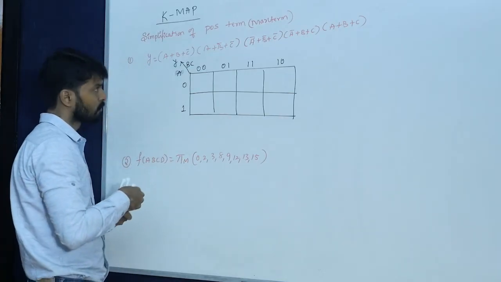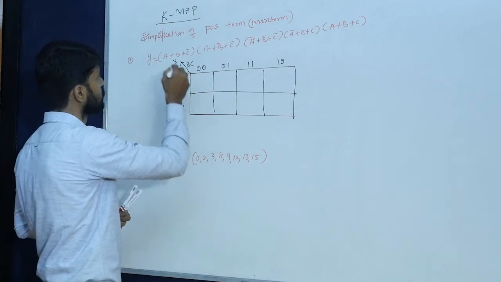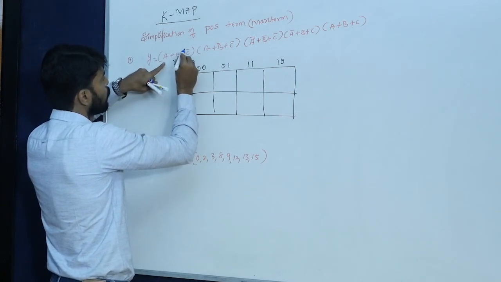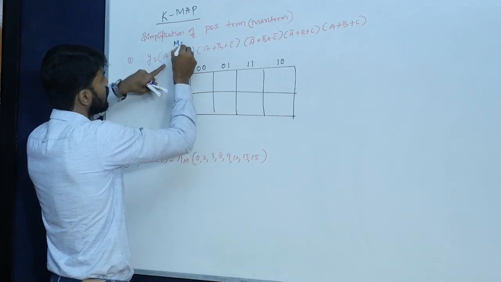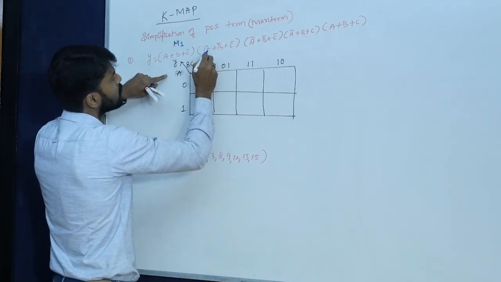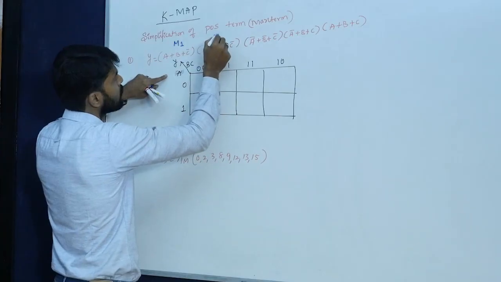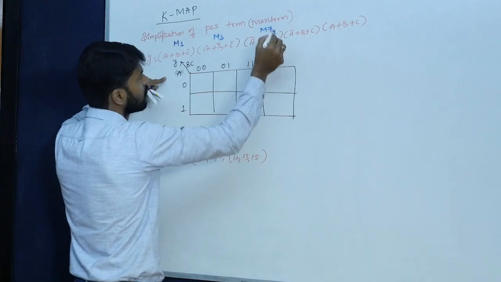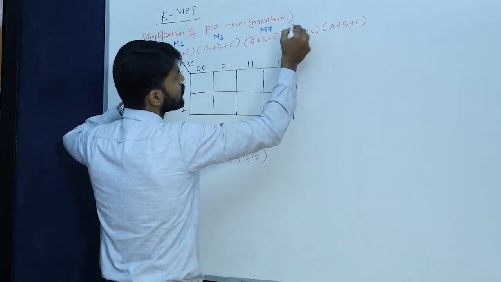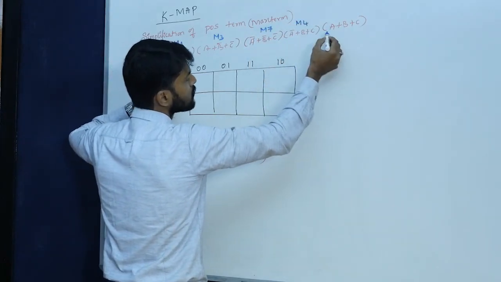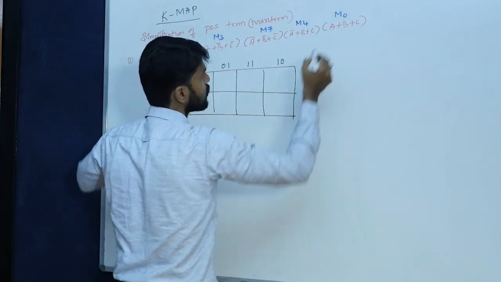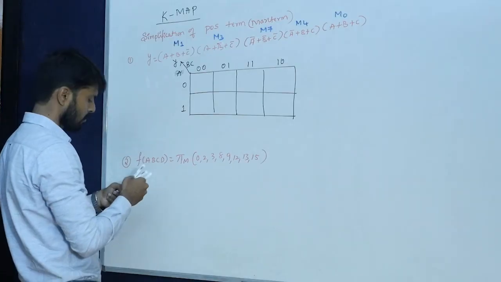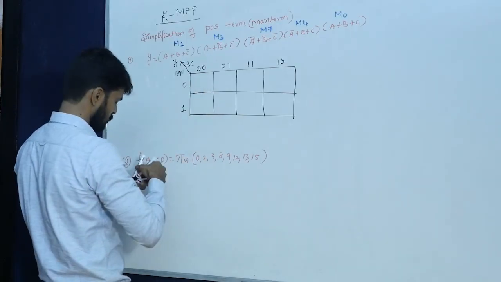So before mapping, we should know which are all the minterms it is. See, for example, this is the 0, 0, 1. This is, I can say, M1. This is 0, 1, 1. This is the M3. And this is the M7. And this is the 1, 0, 0, M4. And this is, I can say, M0. Okay. So now, if I try to map this, straight away I will map this here.